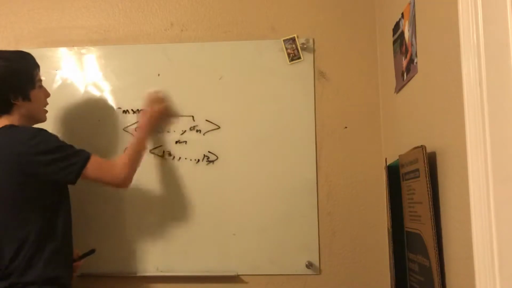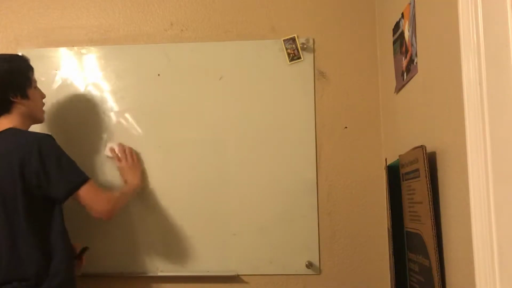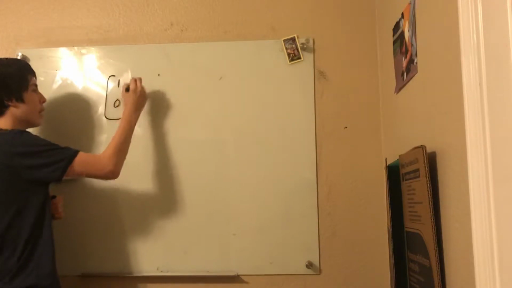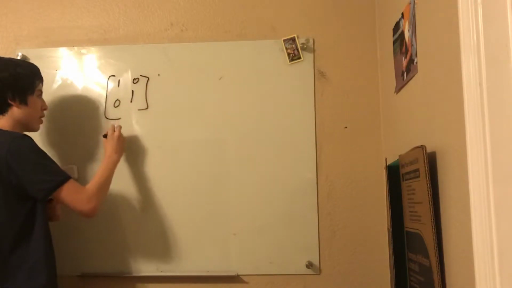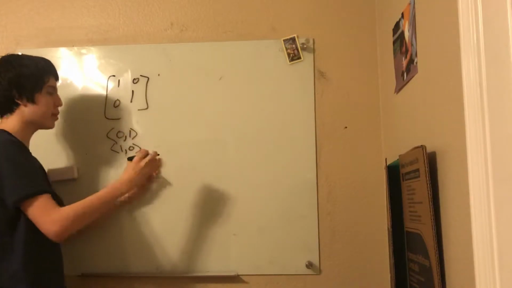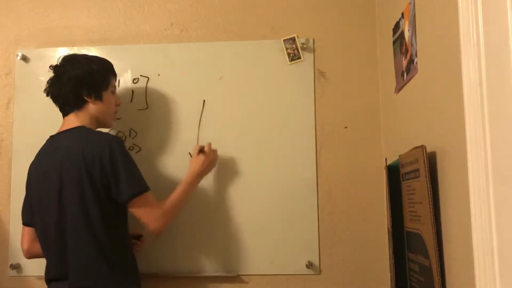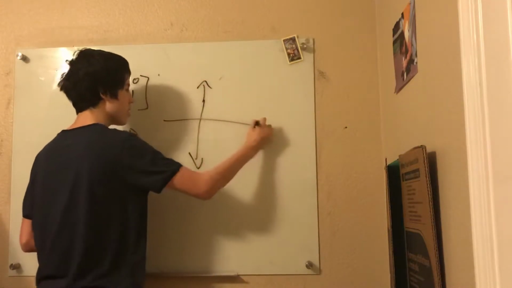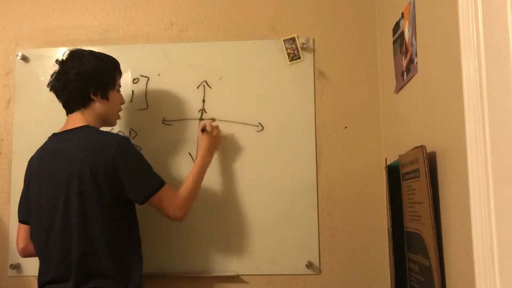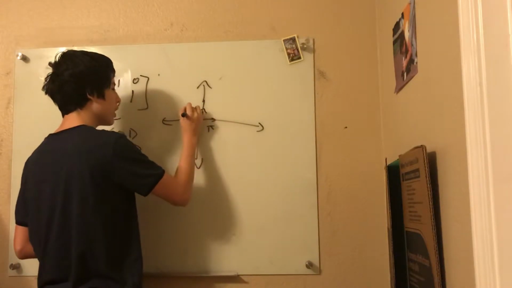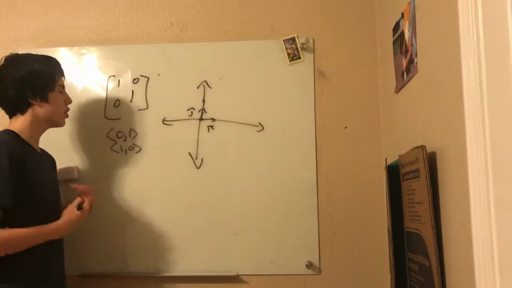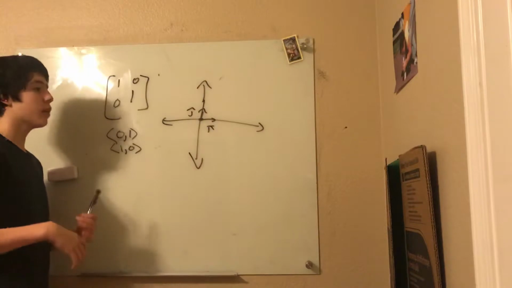So if we have, for example, the matrix with rows 1, 0 and 0, 1, this is the vectors 1, 0 and 0, 1, and this matrix can be seen as this and this. You might notice that it's i hat and j hat, the basis vectors for R2. So that's how we think of a matrix.